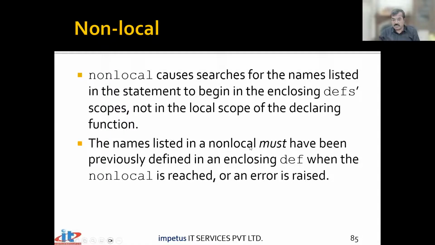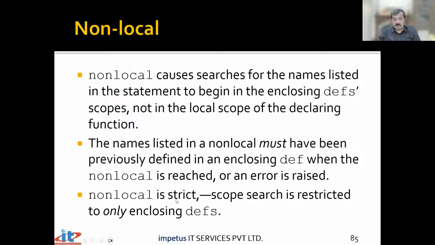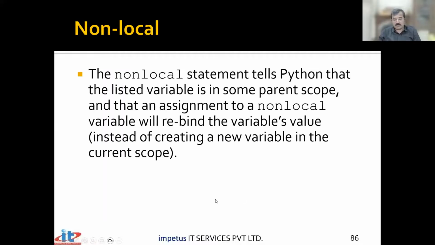What is it? A name listed in nonlocal must have been previously defined in the enclosing def. When the nonlocal is reached, either you should find it in the surrounding scope or it will generate an error. Nonlocal is strict. Scope search is restricted only to the enclosing def. Now there's a lot to it, but I'll give very good examples to understand this concept.